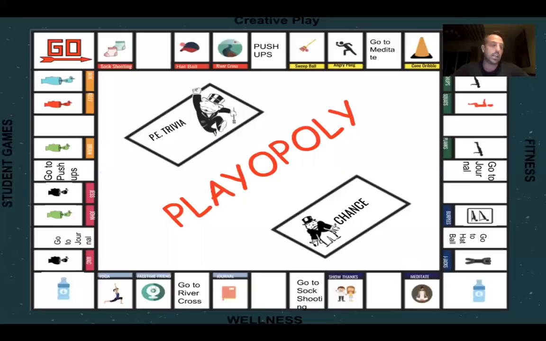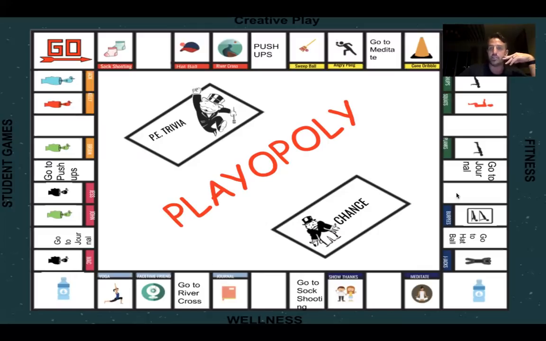Okay, lastly, this is not a curriculum model. Real quick, I created this playopoly board for families to play. They're not always used to their mom being home all the time or their dad being home all the time. So basically, I created this so they could play it at home with their parents. We did this as a class a couple times, so they got used to different things.